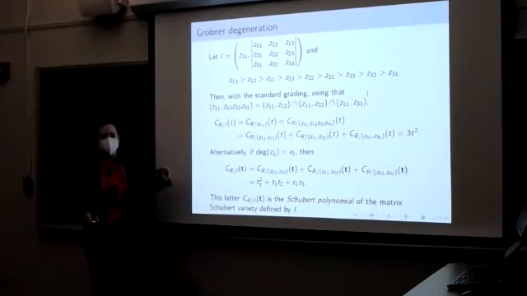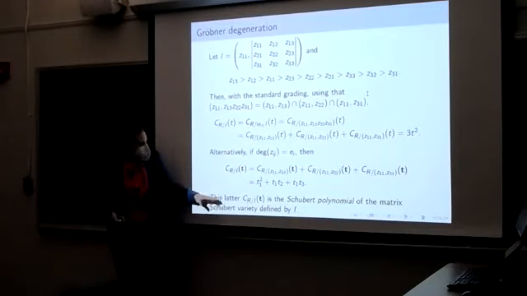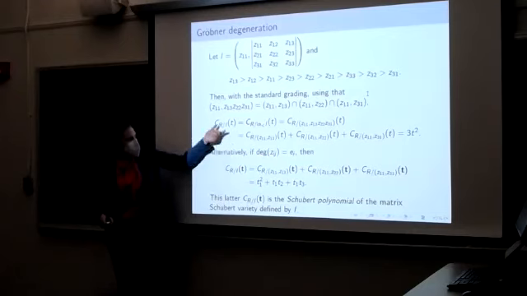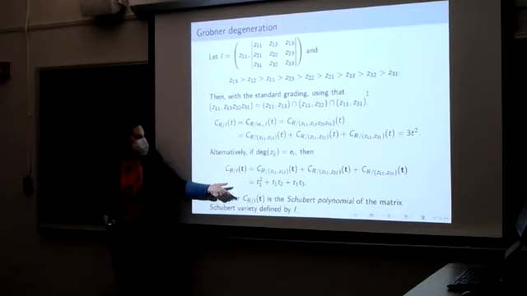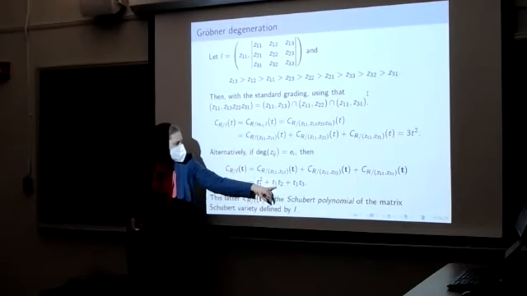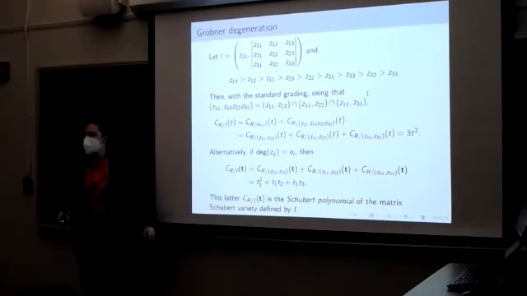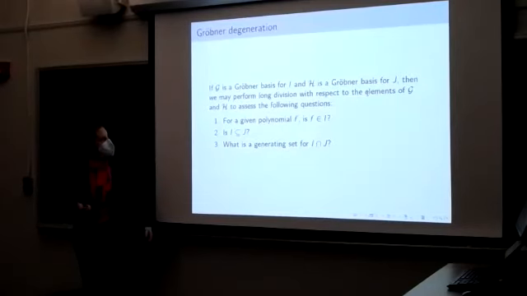This, with this n to the n grading, is called a Schubert polynomial of the matrix Schubert variety defined by I. So if we want to study these multi-degrees of matrix Schubert varieties, we can go through this degeneration process to get the Schubert polynomials. Okay, so that's why we like initial ideals. So these monomial ideals that come from Gröbner bases.